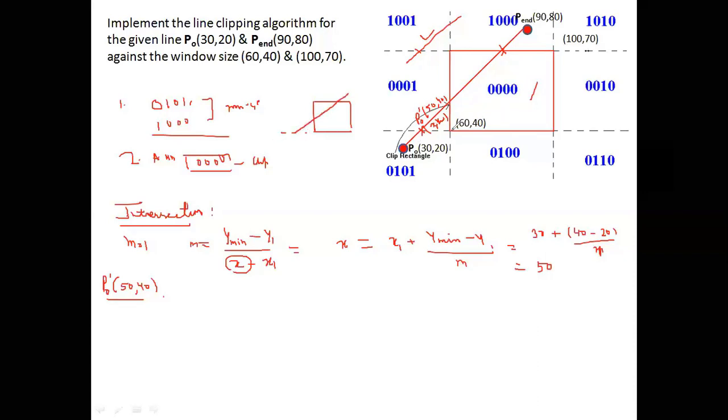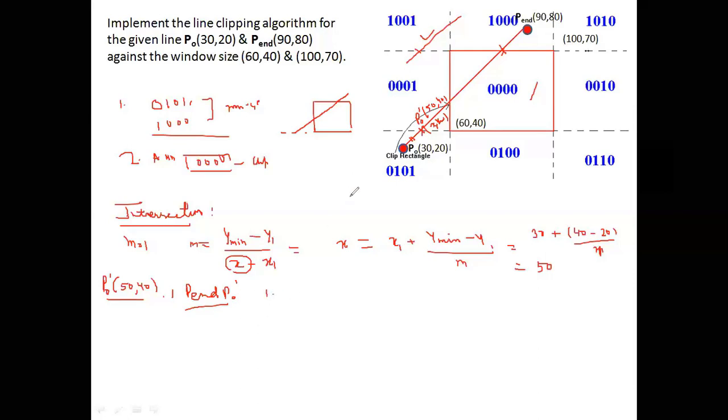Okay, so this line is clipped, this line is clipped. Okay, and we are left with this. Let's take this line now, P and P naught dash. Okay, again the outcodes will be set, algorithm will run.